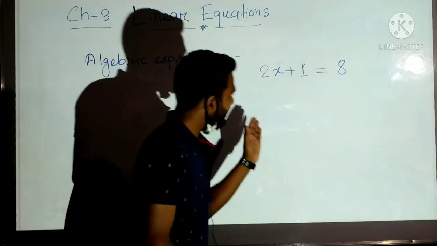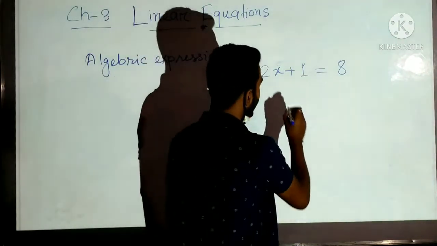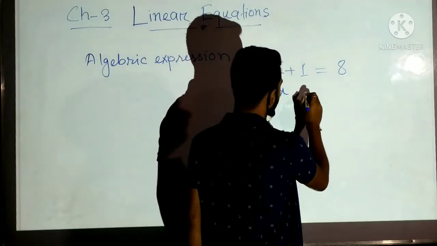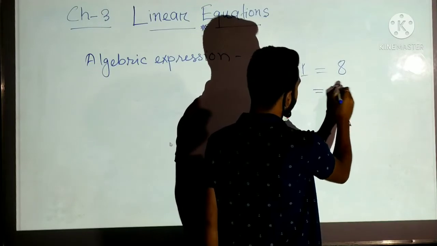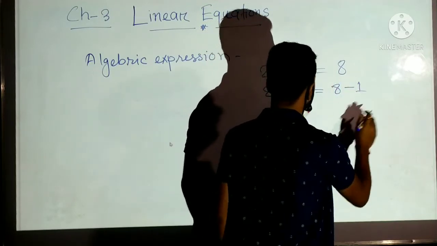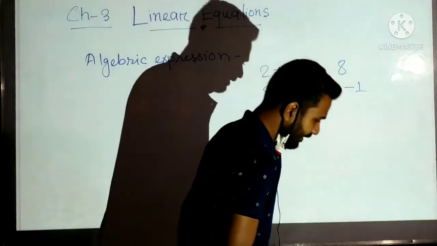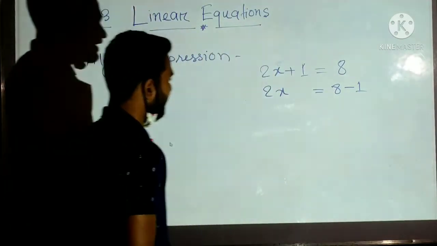Here we can find the value of x by applying some method you have learned earlier. Like we can write 2x equals to 8 minus 1. That is, I have transposed this plus 1 to the right hand side, and the plus sign becomes minus. Now this is the transposition method.